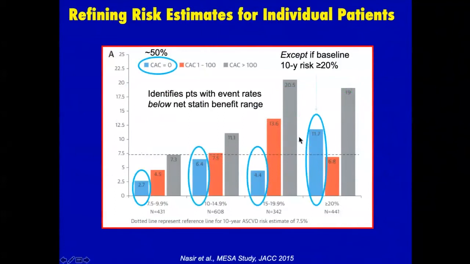But remember, if you're above 20% risk, even if your calcium score is zero, your 10-year risk is still 11%, the observed risk. So you should treat. So don't do calcium score in patients who are very high risk, is what I'm trying to tell you here.